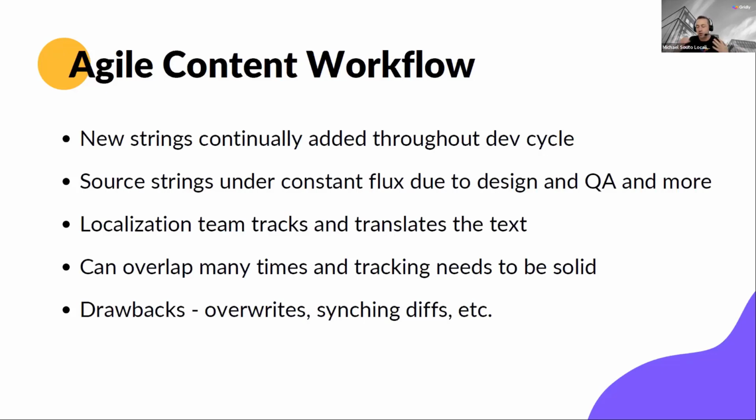So the whole agile content is continually added strings throughout development, especially if you get to the end of the project and then you're still working on DLC or updates, and constant updates, potentially one a week or more. So those source strings are under constant flux, and that could be additional content, or it could be QA stuff happening during QA or the design phase as well.